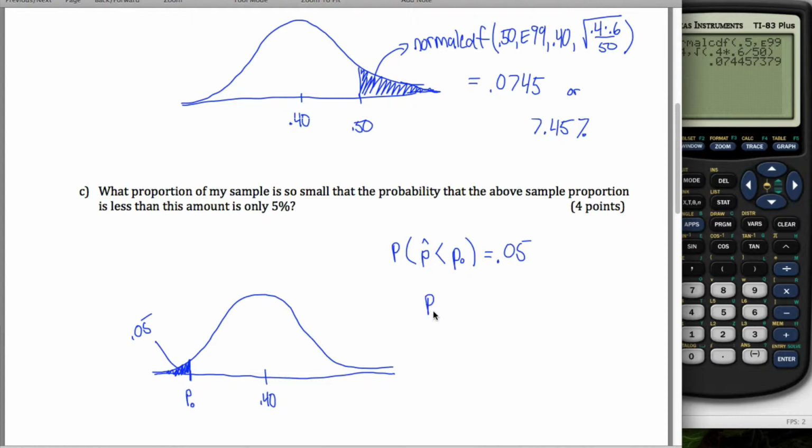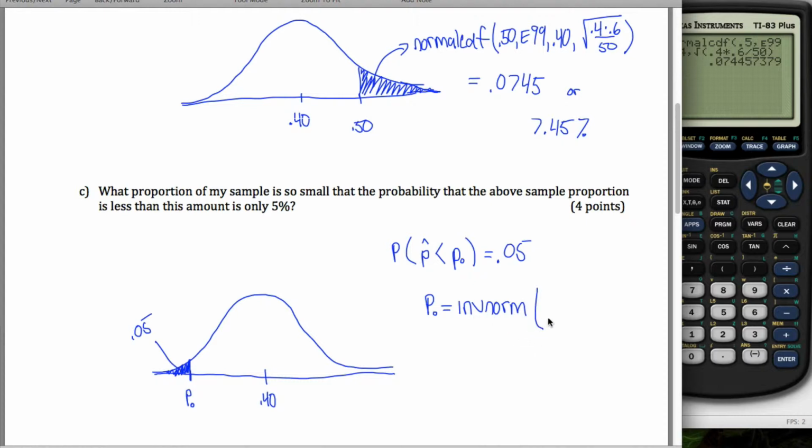And so what I got to do is find P naught. I got to find this value right here. It's going to be some number less than 40% because the probability that I'm left of it is only 5%. So I got to figure it out. Fortunately, my calculator has a function built for exactly this purpose. It's the inverse norm function.